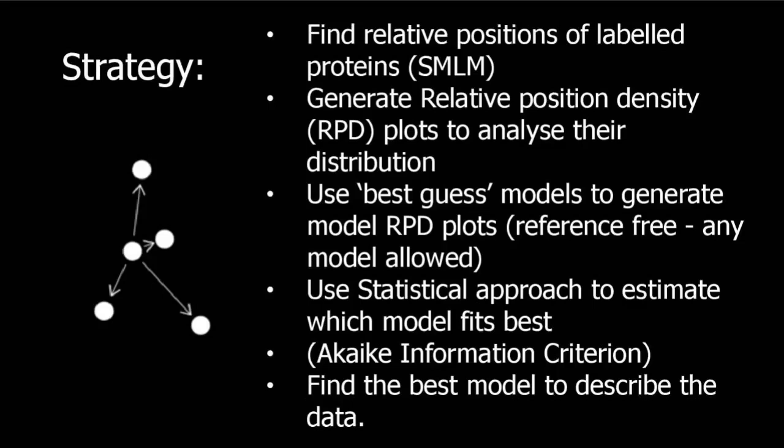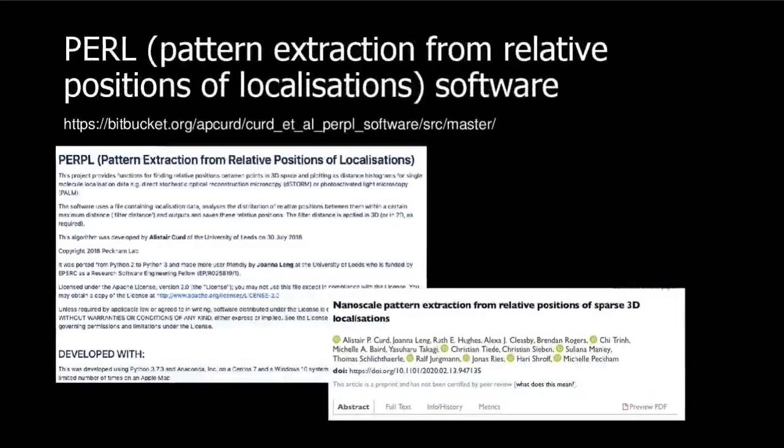Then we compare our model plot to our experimental distribution, and we use some statistics to estimate which model fits the best. We use something called a Akaike information criterion to do that, and that's a strategy used quite often in spatial statistics. A lot of ecologists use this, for example. We use that to find the best model that describes the data. It may not be the true model, it's the best model that we can find.